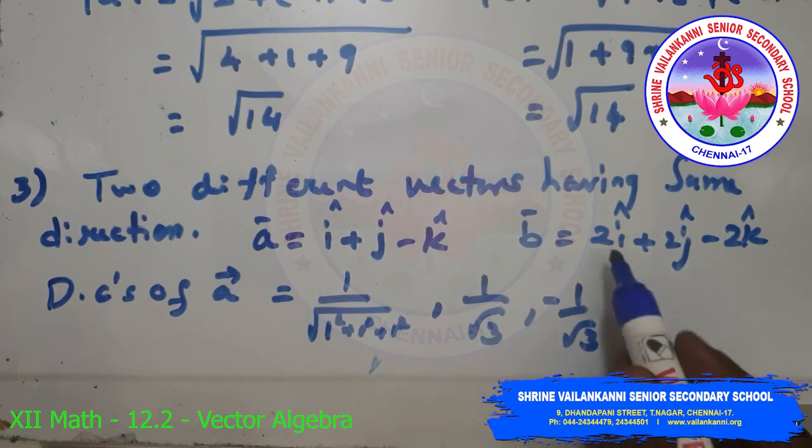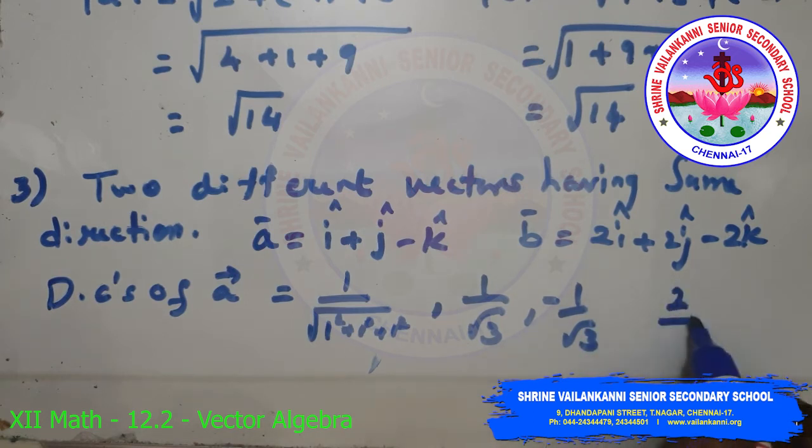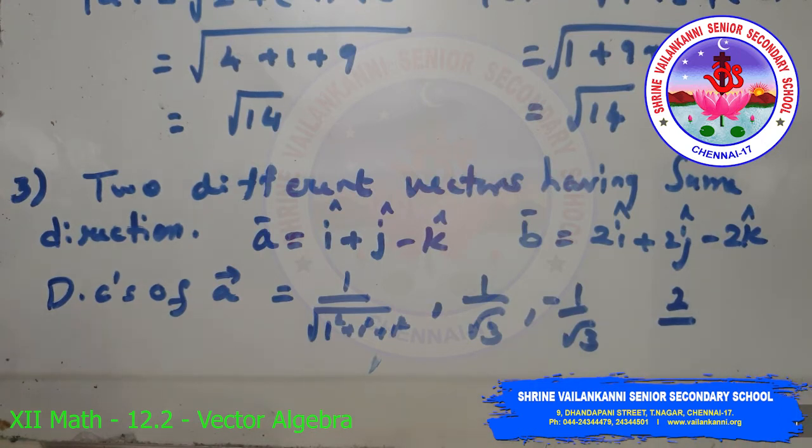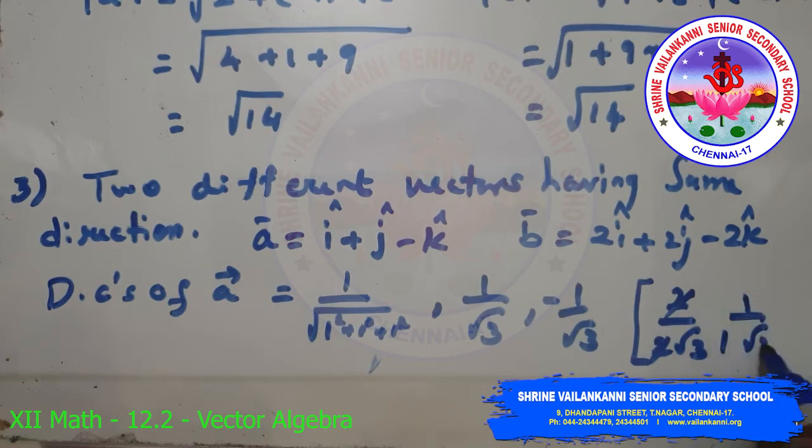And again DCs of B are 2 by root of 2 square plus 2 square plus 2 square, which is root 12, then it is 2 root 3. Cancelling this, the DCs of B are 1 by root 3, comma 1 by root 3 and minus 1 by root 3. Thus, A and B are the two vectors whose directions are the same.